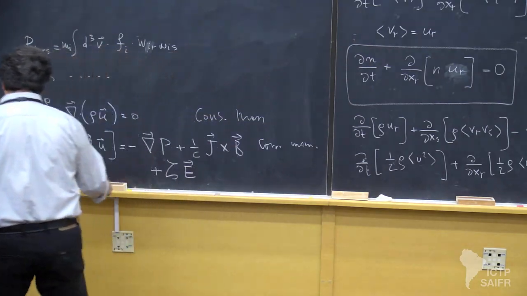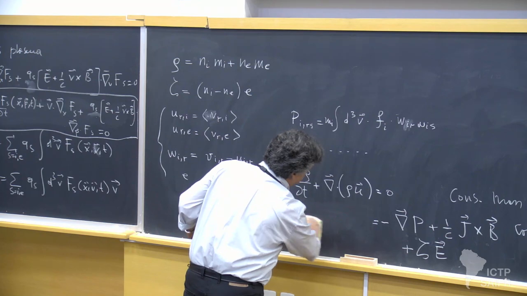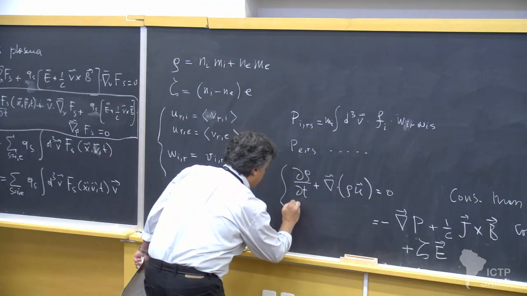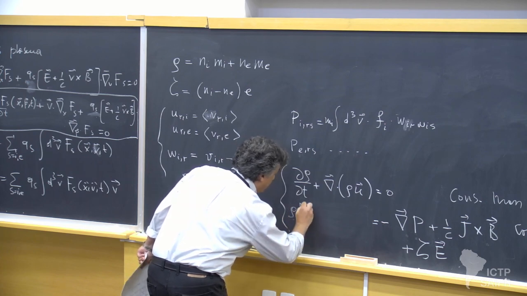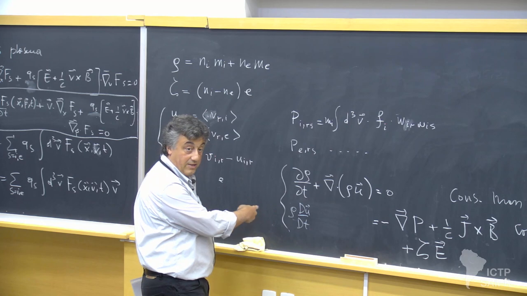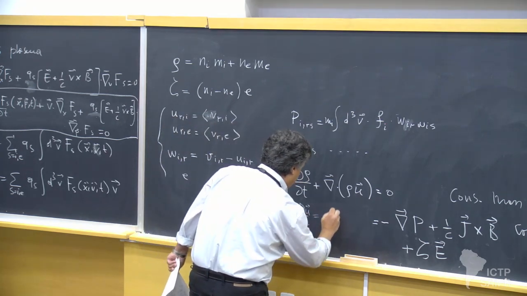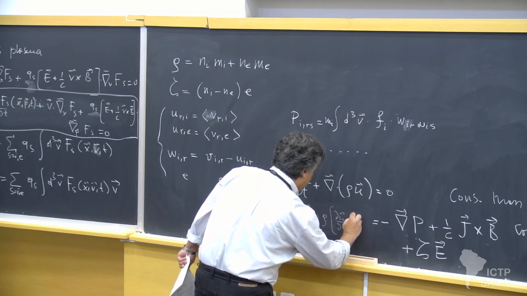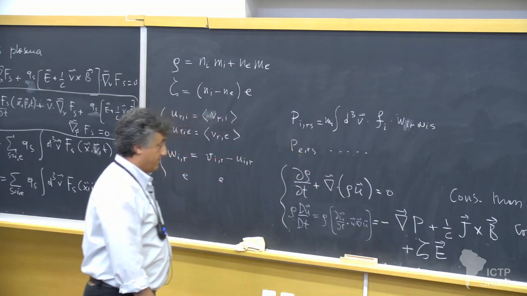Yeah, a time derivative, you mean. A time derivative. So this is d rho. This is rho Du/Dt, where the capital D is the total time derivative. So this is rho times (du/dt plus u dot nabla u).